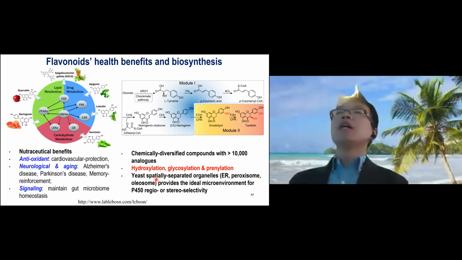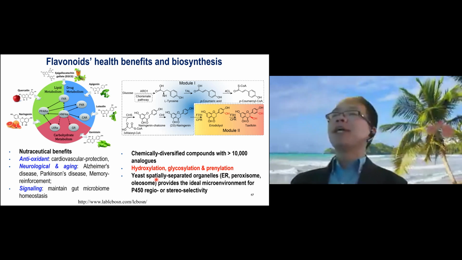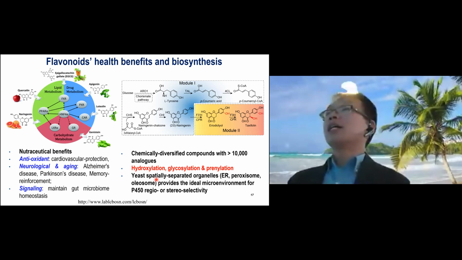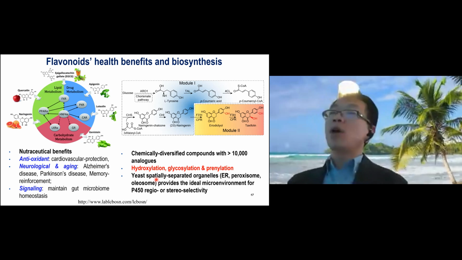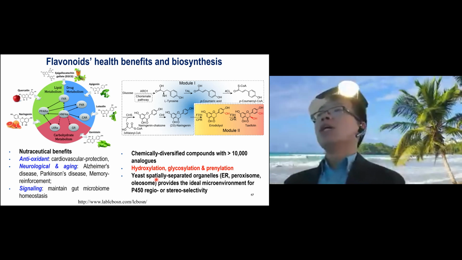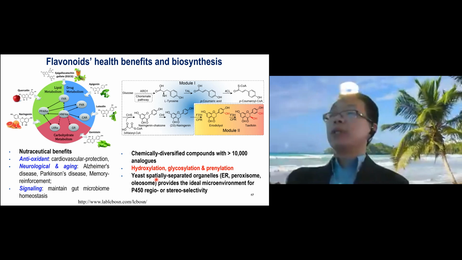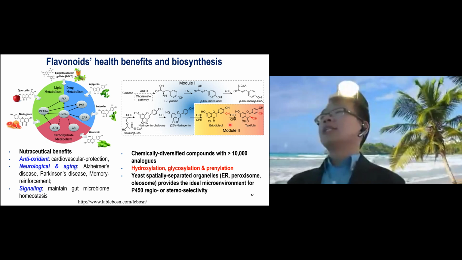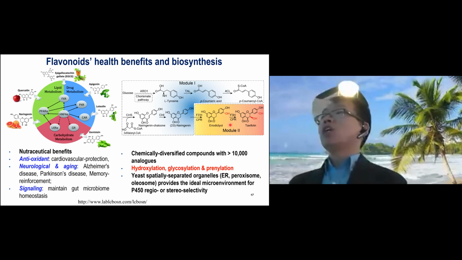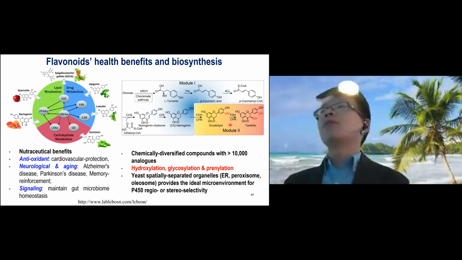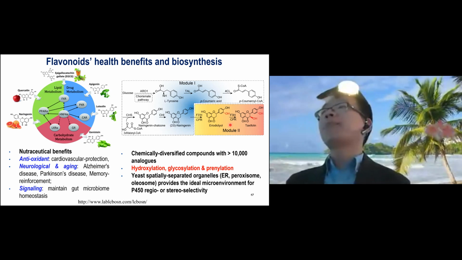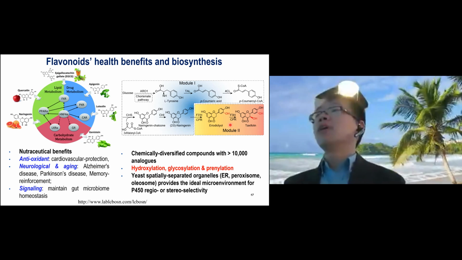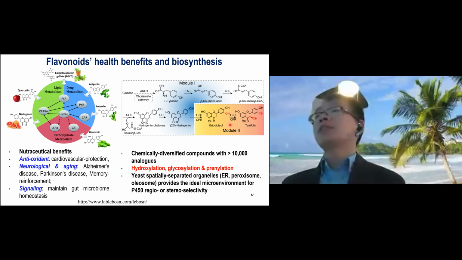They are also very good signaling molecules to maintain gut microbial homeostasis. People have found they are very chemically diversified, with more than 10,000 analogs, because of the side chains: you can do lots of hydroxylation, prenylation, and glycosylation. This gives them a lot of distinct biological functions. So we argue that the yeast has spatially organized organelles, including the ER, peroxisome, and oleosome, which is the lipid body. These can provide ideal microenvironments for P450 selectivity.